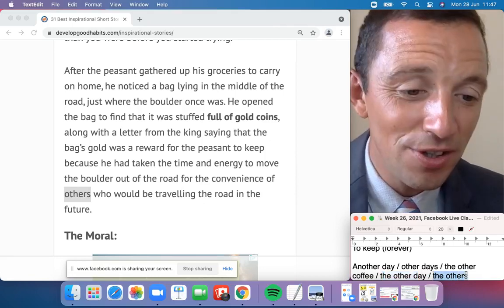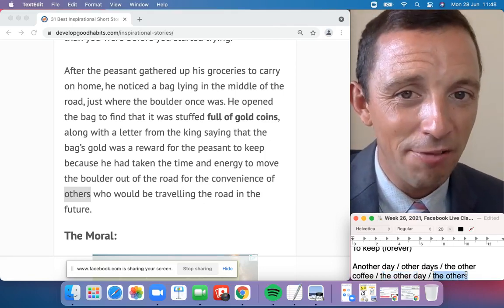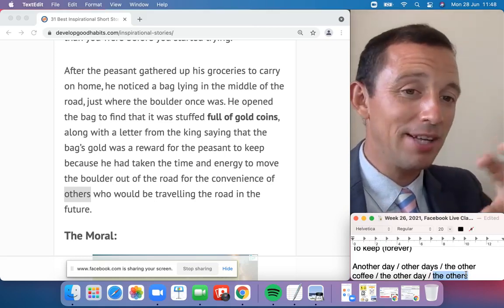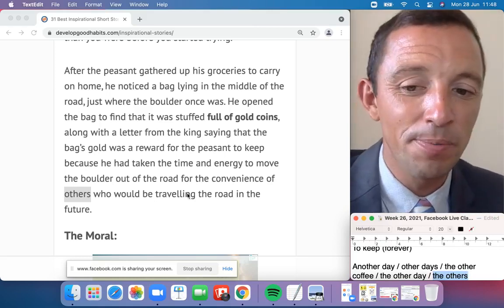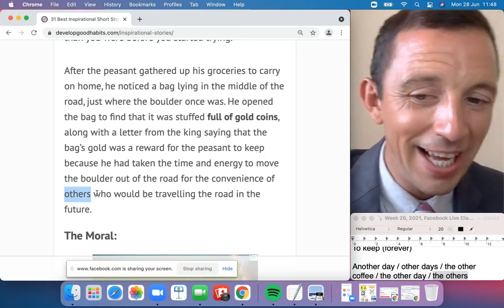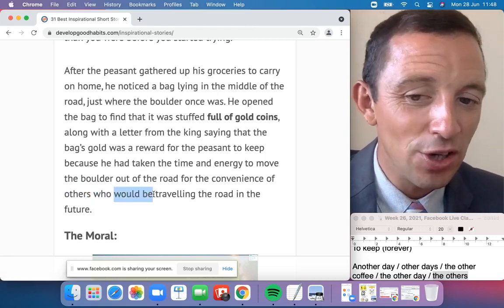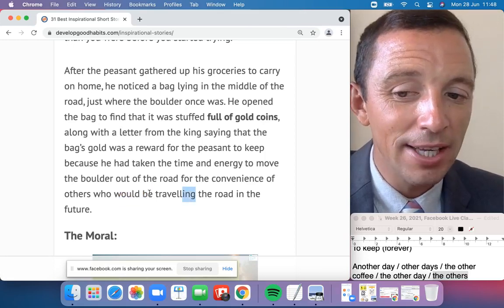Okay, and the others is the group of people. So you travel to the party with us, or you travel to the party with the others, the other group. Okay, who again is the relative pronoun, would be sería, I think, conditional, would be traveling the road in the future.